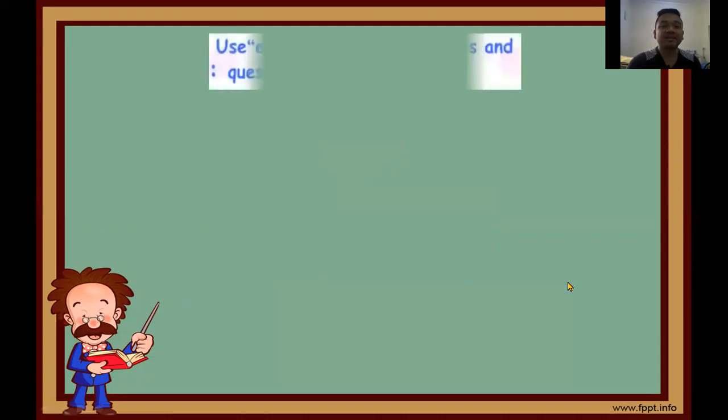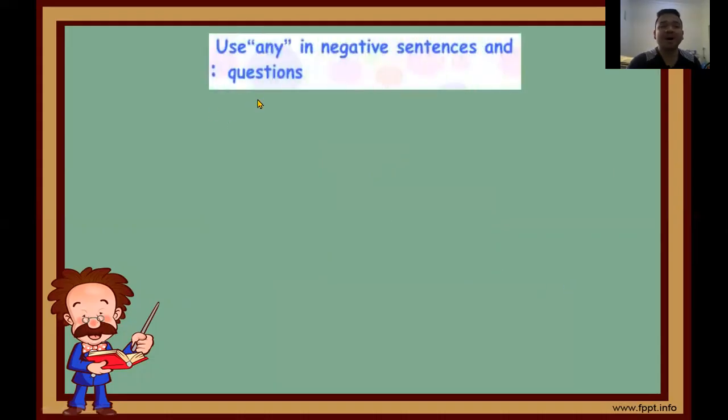Now, next we are going to talk about the usage of any. So when to use any. Use any in negative sentences and questions. So when you say negative, we often see the words can't, cannot, don't, didn't. So these are negative indicators. And also questions.